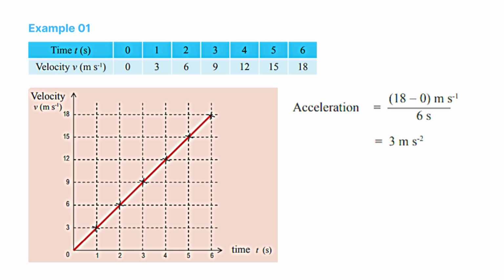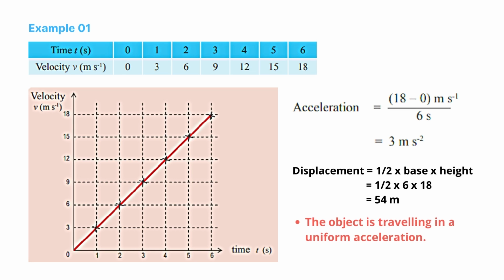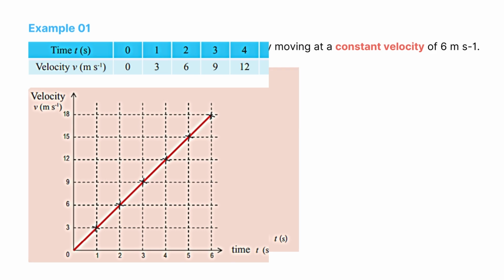So now we have to find the displacement. Displacement is equal to the area under the velocity time graph. Here it's a triangle shape, so the area of the triangle is half into base into height. The base here is 6, and the height is 18. Then half into 6 into 18 is 54 meters. This graph is a straight line, because the increase in the velocity during each 1 second interval is the same. This represents a motion with a uniform acceleration.